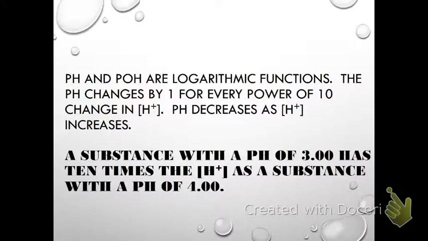pH and pOH are logarithmic functions, of course, so they change by 1 for every power of 10. So a substance with a pH of 3 has 10 times the hydrogen of a substance with a pH of 4. We don't think about that when we say, oh, it's a pH of 2 or a pH of 3, we think, oh, that's still really acidic. But that's actually quite a bit of difference in the hydrogen concentration.